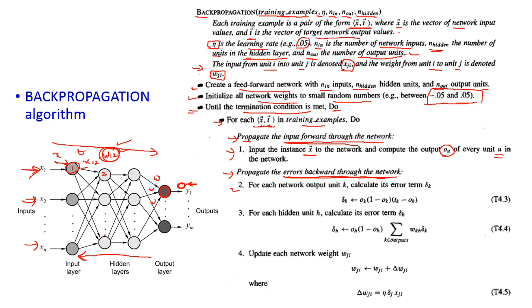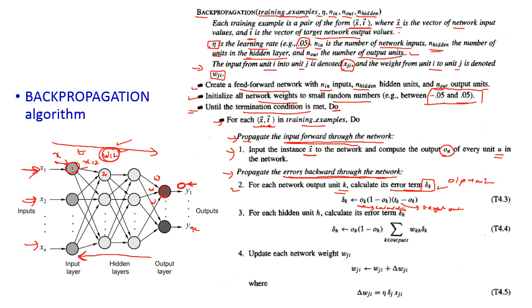For each network output unit, calculate the error term, that is delta k. Here we have k number of output units. Delta k is equal to o_k (1 - o_k)(t_k - o_k), where o_k means the calculated output and t_k means the target output. This is the calculated error term of the output unit.